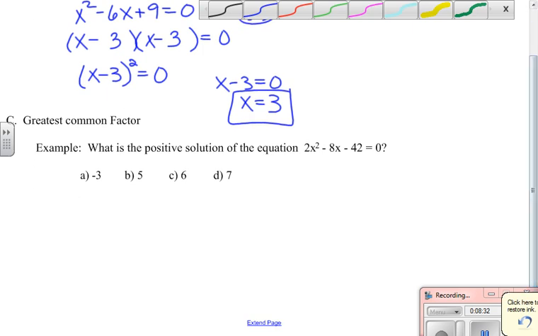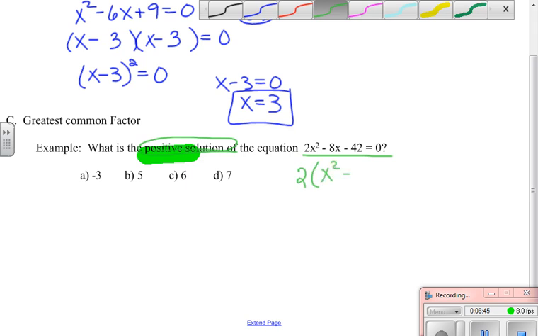So just a quick factoring question. What is the positive solution? When I look at this, the first thing I see is a greatest common factor. So I have 2 times x squared minus 4x minus 21 equals 0. Because there's no variable out here, I don't have to worry about that providing an answer. So I'm going to go ahead and think about factoring this part.